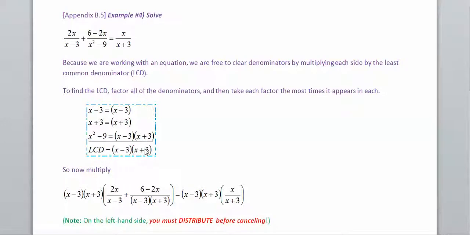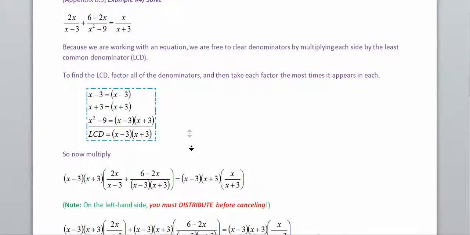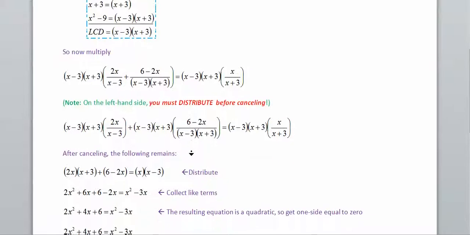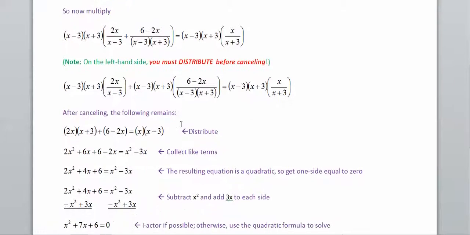So now the next thing we're going to do is multiply both sides by x plus 3, x minus 3. One of the things that you're going to have to keep in mind is you have to do that to the entire side, the entire left side, the entire right side. And it's in red lettering for a reason. On the left side here, you have to distribute before you start canceling. So I have it rewritten here, distributed, and now you can go through multiplying.